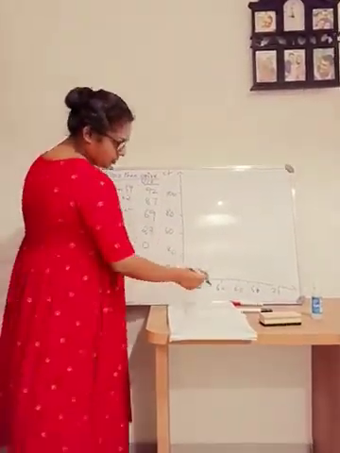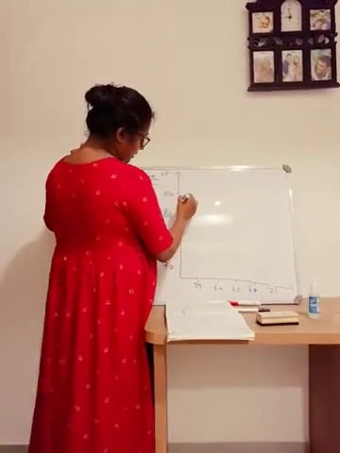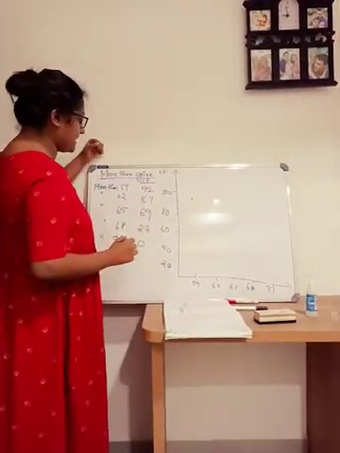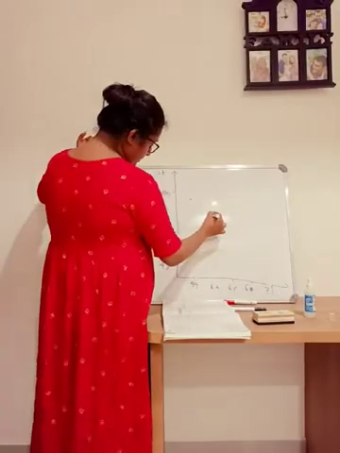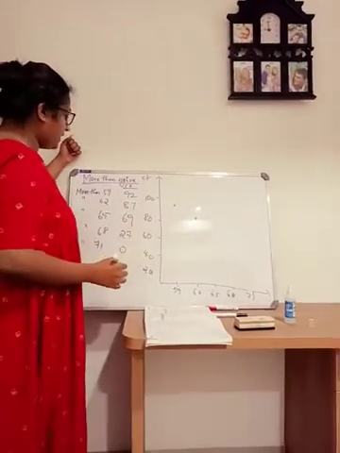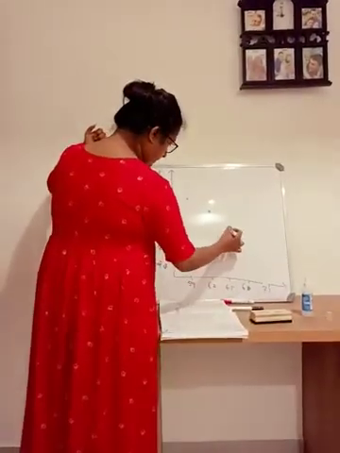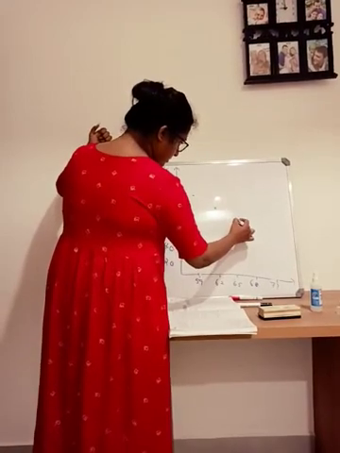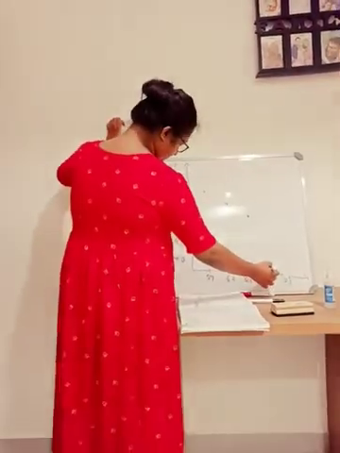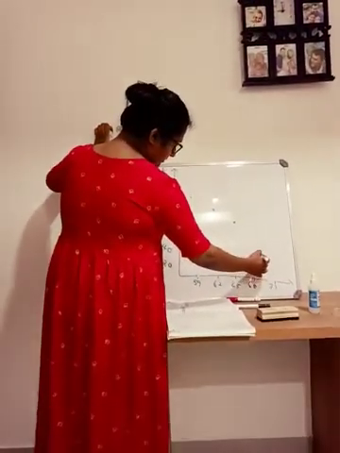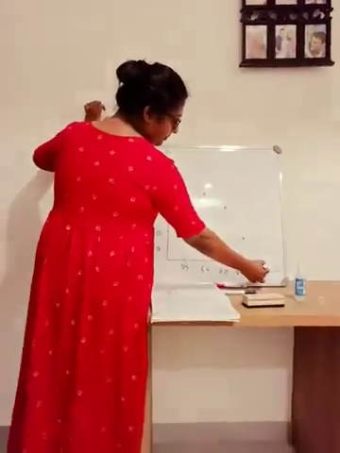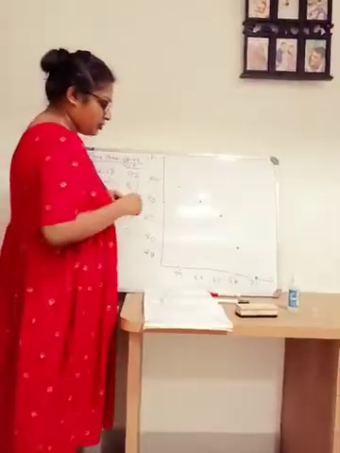More than 59 is 92, which will come somewhere here. Then more than 62 is 87, again somewhere here. Then more than 65 is 69, somewhere here. Then 68 is 27, somewhere here. And 71 is 0. Okay, so now you can join with free hand.